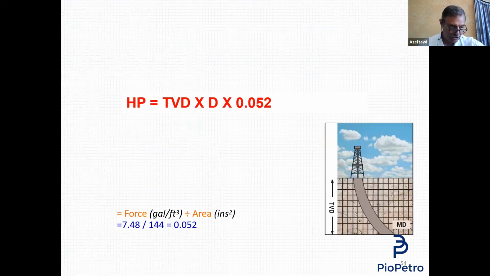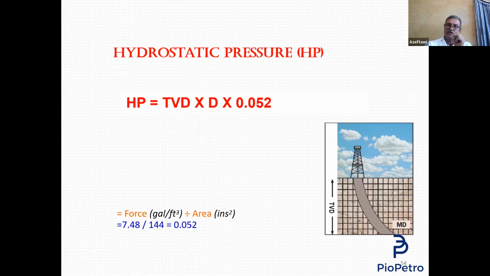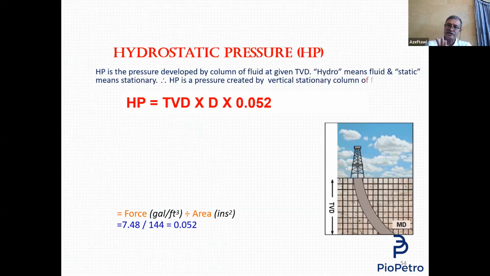If we go back to the hydrostatic head pressure, what is the definition of the hydrostatic pressure? Hydrostatic pressure is two words actually, hydro and static. Hydro means fluid, static means stationary, static condition. And the formula we are using in calculating the hydrostatic head pressure is: hydrostatic head pressure equals TVD, which is true vertical depth, times D, which is density, times a constant, which is 0.052.